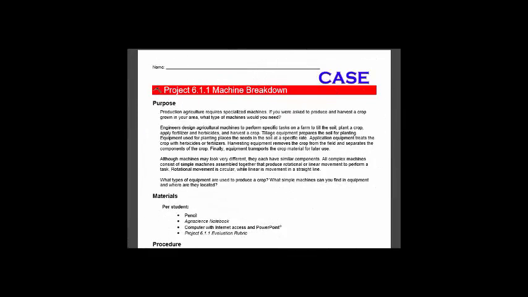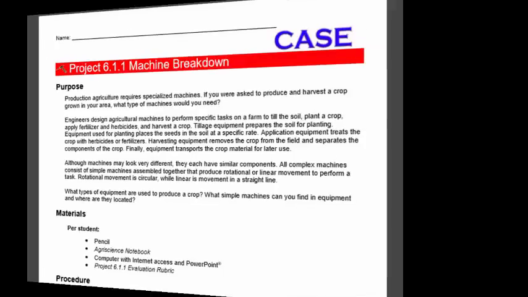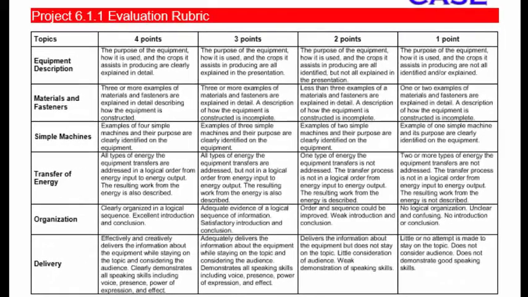Through Project 6.1.1, Machine Breakdown, you will identify the simple machines and types of motions found in agricultural equipment. This will help you understand that agricultural machines consist of many simple machines that produce linear and rotational movement. Your teacher will provide more instructions for the project and expectations with the Project 6.1.1 Evaluation Rubric.